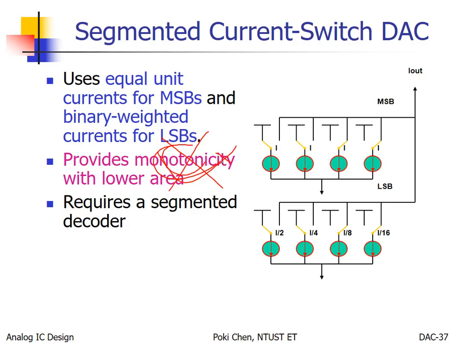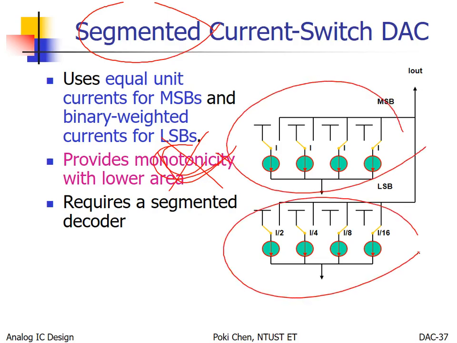Okay, so we call it some kind of segmented 切割 structure. It means for MSB and LSB, you can apply different structures, but don't apply them the wrong way. MSB, again, is much more important than LSB. So you need to apply what? You need current sources.